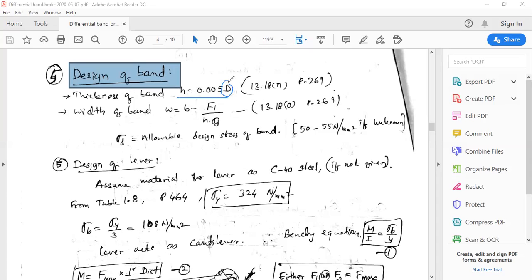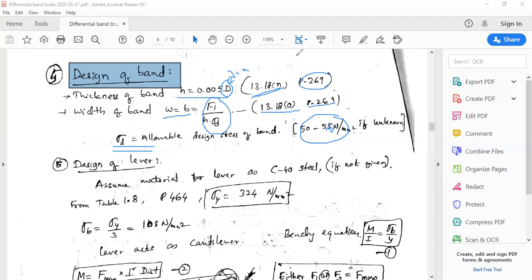In the design of band, we have to calculate the thickness of the band, that is 0.005 into D, where D is the diameter of the drum, which we calculate using equation number 13.18 n, page number 269. The width of the band also we have to calculate, that is b equals F1 divided by h into sigma d, that is 13.18 o, page number 269. Sigma d is the allowable stress for the band material, usually 50 to 55 or 56 Newton per mm square if unknown, that we have to assume.